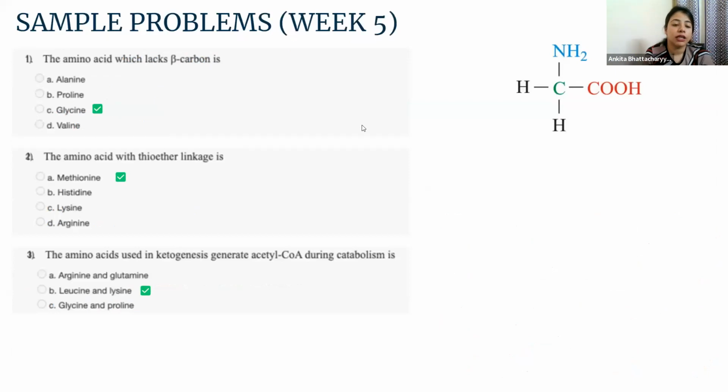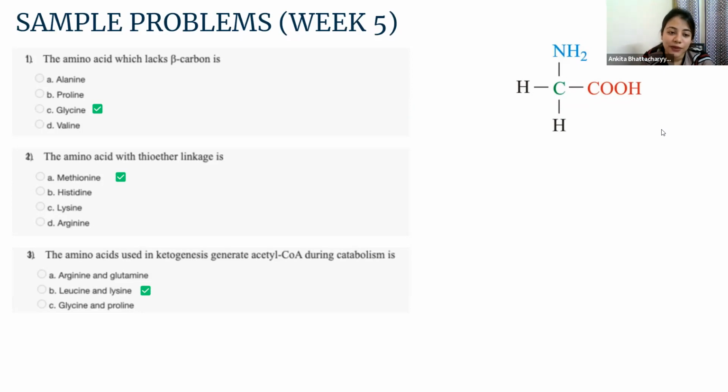The amino acid which lacks the beta carbon. I've given answers with it as well for ease of understanding. We have alanine, proline, glycine, and valine. The only amino acid here is obviously glycine. If you look at the structure, you will see that it does not contain a beta carbon. It only has the alpha carbon. It's also called the only achiral amino acid. So that's what we see here.